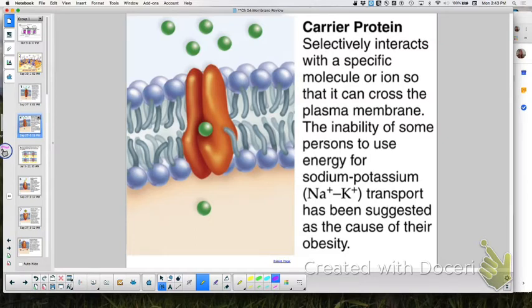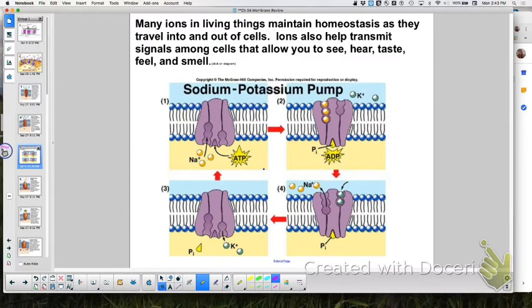What's the most popular pump? That's when you use a carrier. Yes, sodium potassium pump. And this is where it's binding and it's concentrating sodium to one side and potassium to another side. Okay, we good on that?